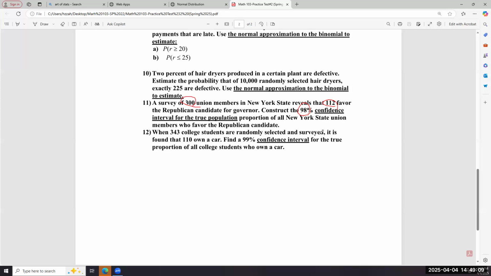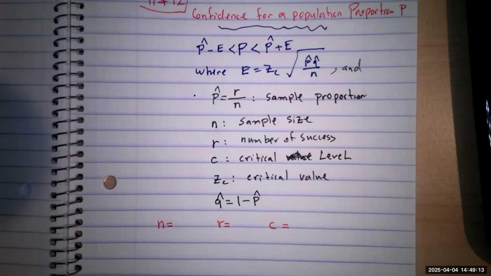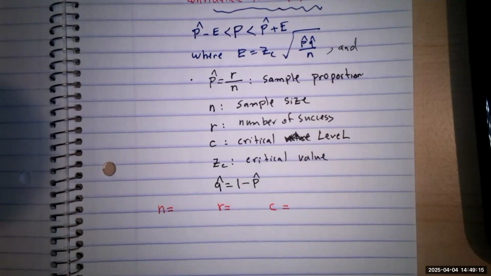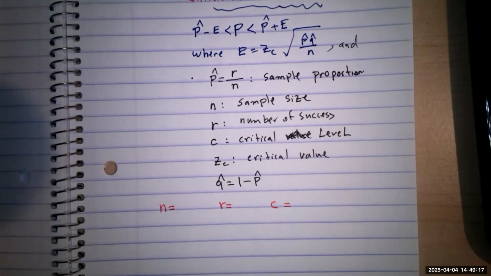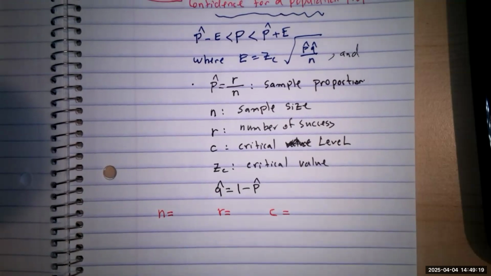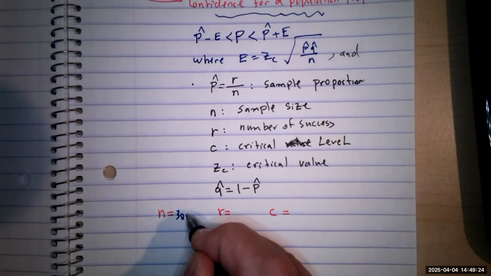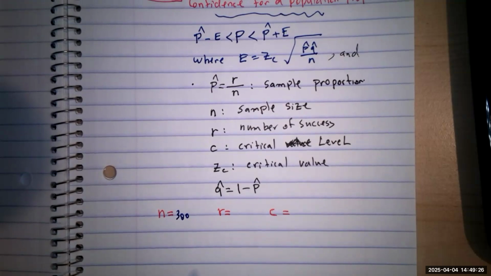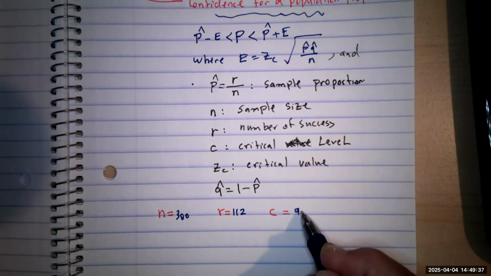Now, if you want to do it manually, which is not difficult, really, let's go back to this. You identify the sample size, which was easy: 300 union members. Then the number of successes. You succeed if you favor a Republican, the portion that you are interested in. And this is 98%.